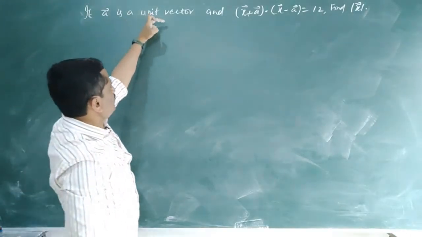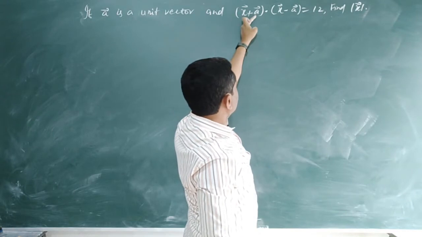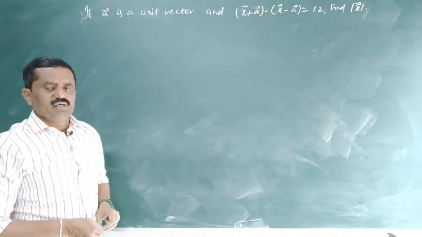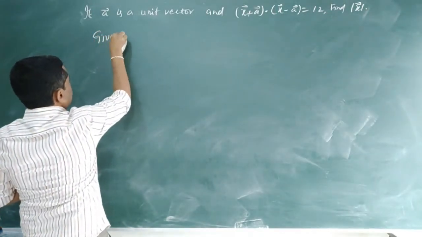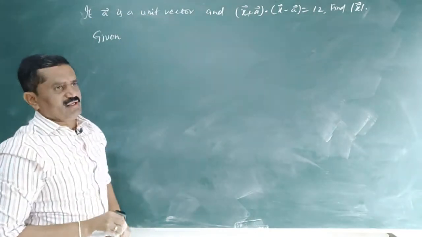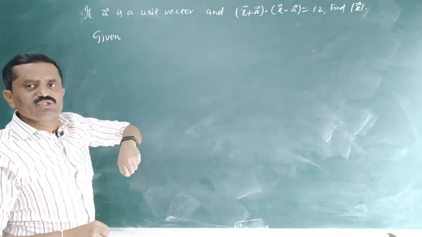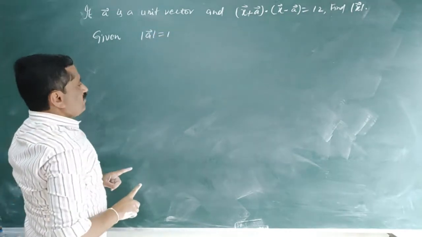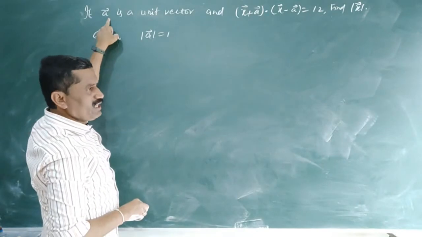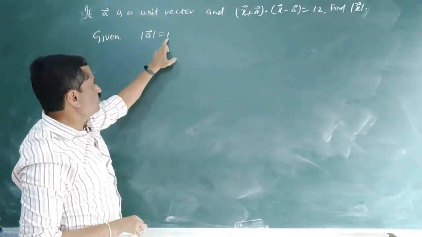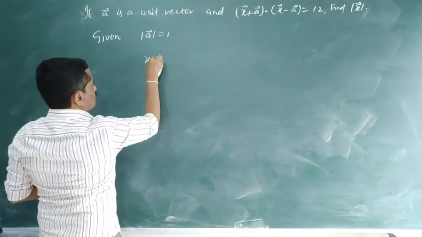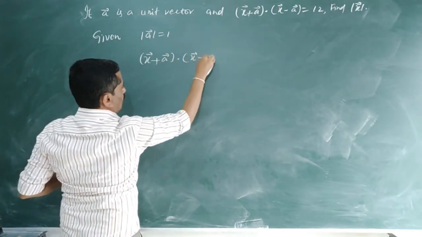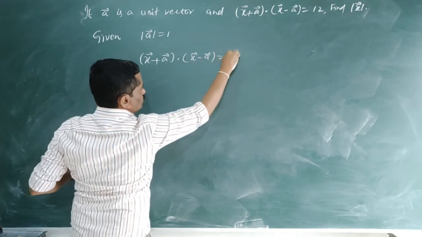Next, if a bar is a unit vector and x bar plus a bar dot x bar minus a bar is equal to 12, then find magnitude of x bar. Again, he has given a bar is a unit vector. It means its magnitude is equal to 1. Therefore, magnitude of a bar is equal to 1. Remember, whenever any vector is said to be a unit vector, then its magnitude must be equal to 1. Again, given that x bar plus a bar dot x bar minus a bar is equal to 12.